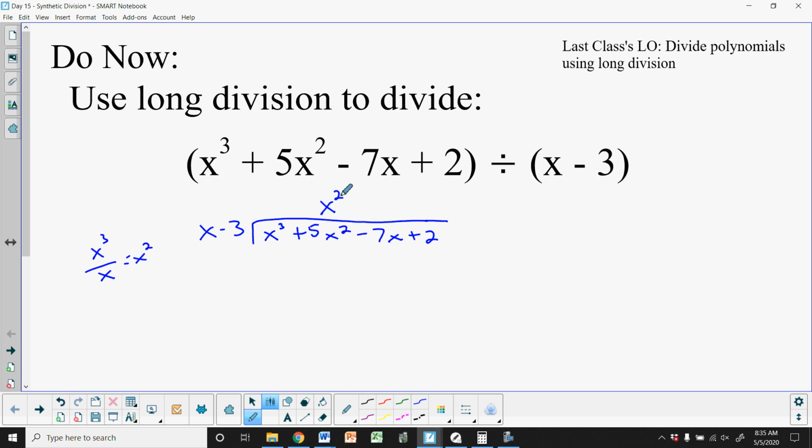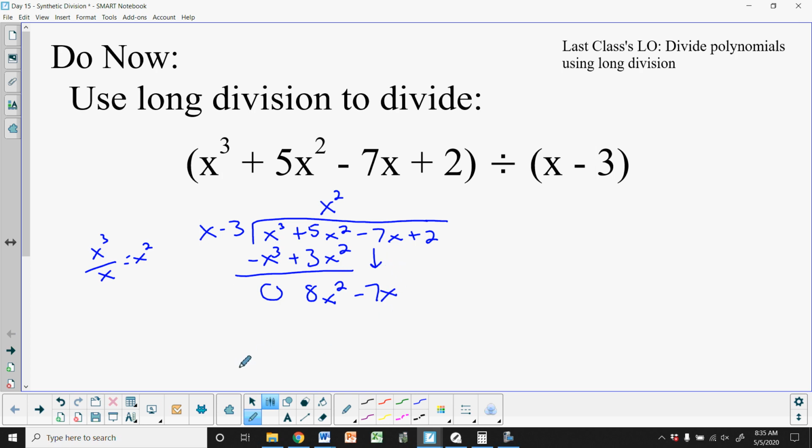Then we multiply, so we go x squared times x, x squared times negative 3. And then what's our next step? That's right, we need to subtract, which means switch the signs. We get 0. This becomes 8x squared. And then what do we do after that? Bring down the number.